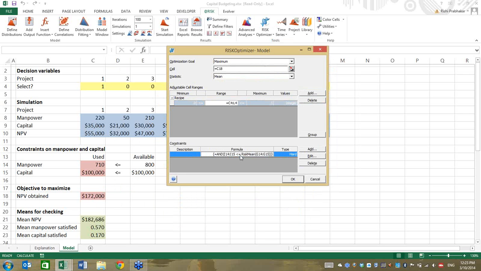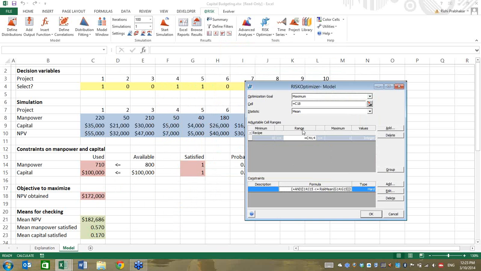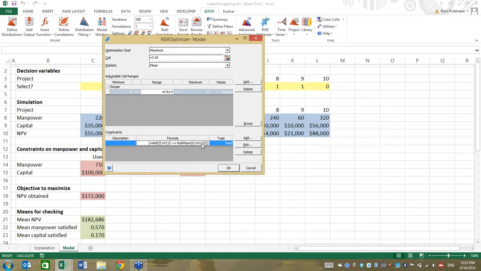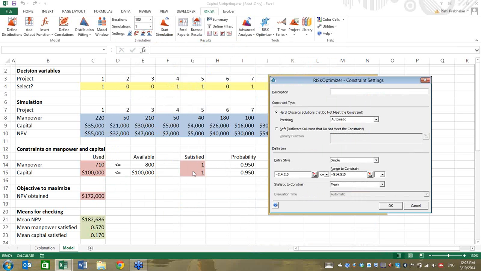Now, in the constraints section, I've got a very interesting concept. We noted that for the optimal portfolio that was generated by Evolver, sometimes my constraints were violated, sometimes they were not. There are a couple of different ways of dealing with this notion that constraints sometimes can be violated.